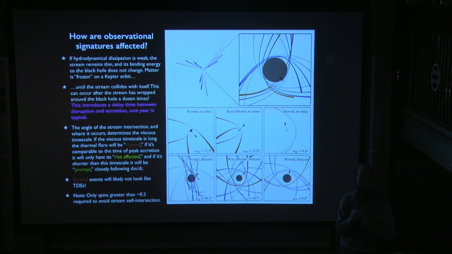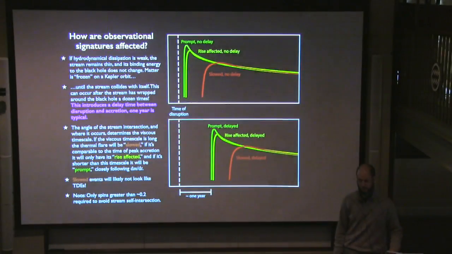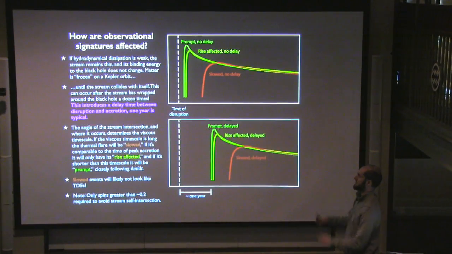And this leads to either the flare being prompt or slowed. So slowed events will be slowed down by factors of 10 or 100. They may not look like TDEs. They would peak on too long of a time scale for you to actually identify them as such. So that's just shown here in this cartoon.